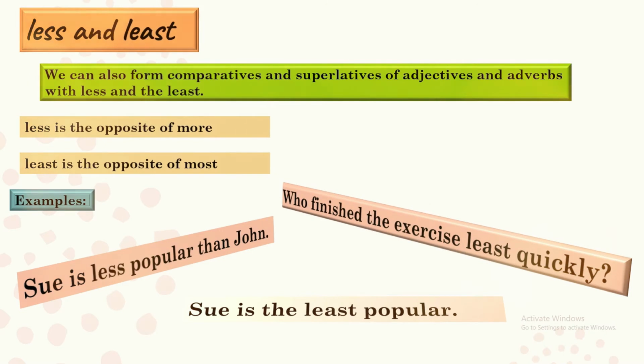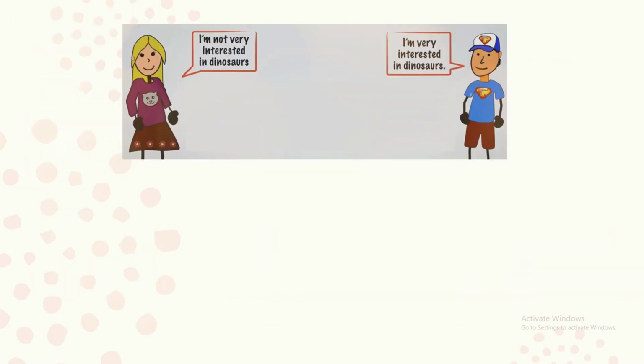Who finished the exercise least quickly? Let's look at this example. We have Emily. She says, "I'm not very interested in dinosaurs." And we have Tyler, who says, "I'm very interested in dinosaurs."